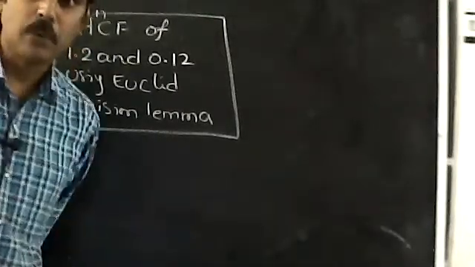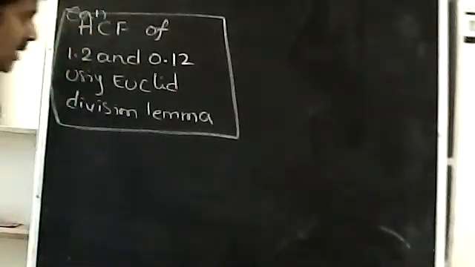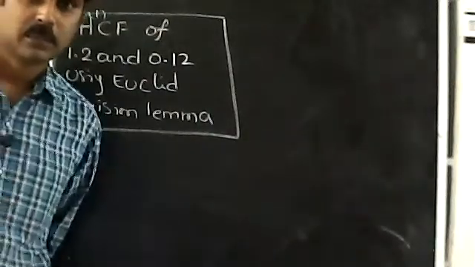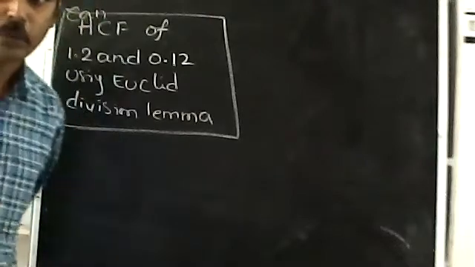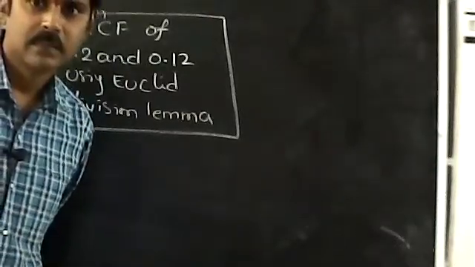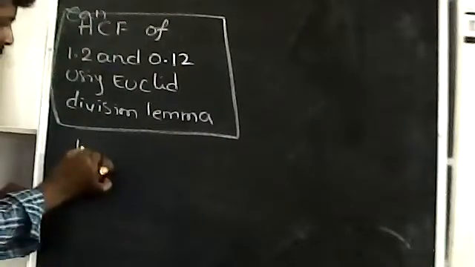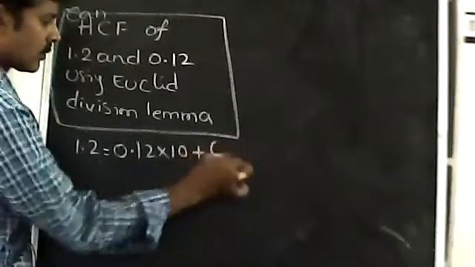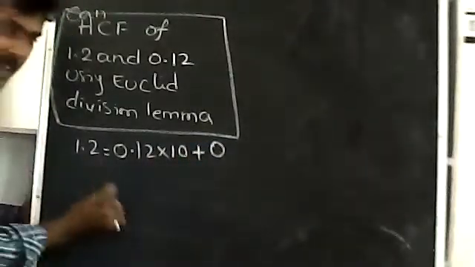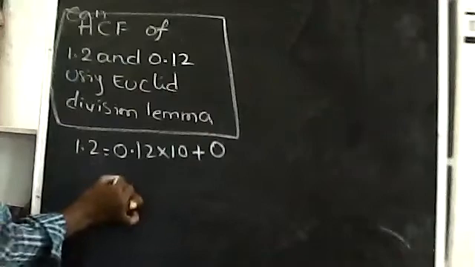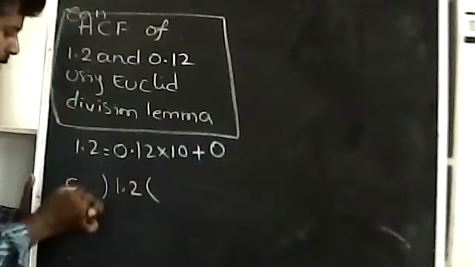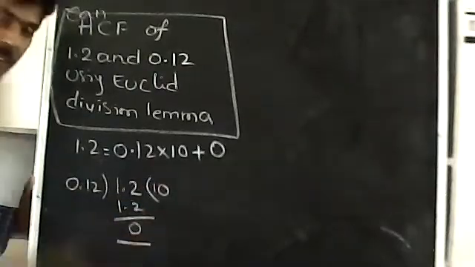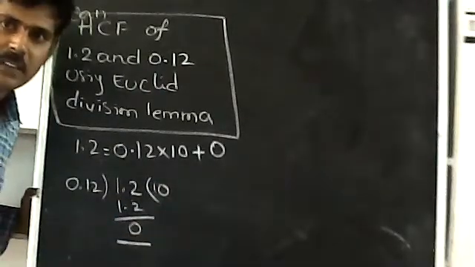Satvik is mentioning 0.12. Satvik, can you explain how? Hello, sir. Good morning, sir. Yeah, morning. 1.2 is equal to 0.12 into 10 plus 0. I can show it in the division: 1.2 divided by 0.12, you got 10 times, so the remainder is 0. Is it? Yes, sir. Yeah, good, Satvik.